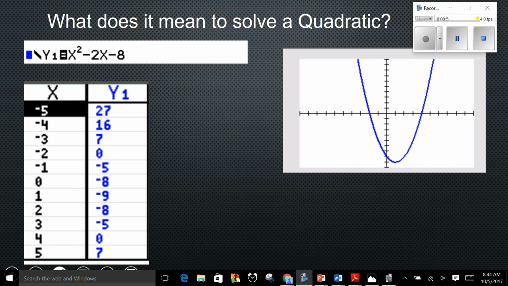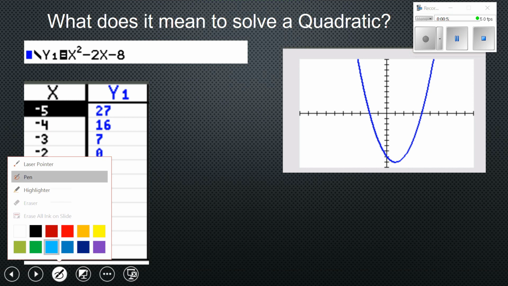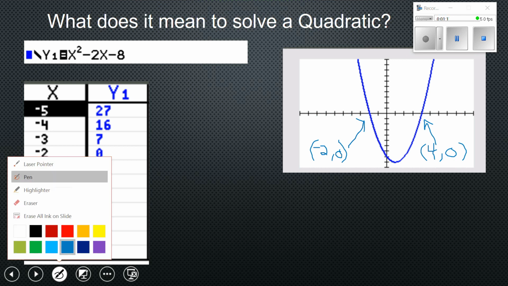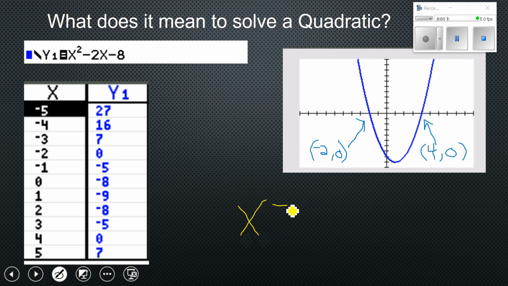But I wanted to define what it means to solve a quadratic. So let's look at an example here. We'll look at this graph here. Notice we have two x-intercepts for this graph. These become our solutions. So where the graph crosses the x-axis is how we define a solution. In this case, it would be -2, 0, and this one over here is 4, 0. So our solutions for this quadratic would be -2 and 4. So we would say x equals -2 and x equals 4 are solutions for the quadratic.